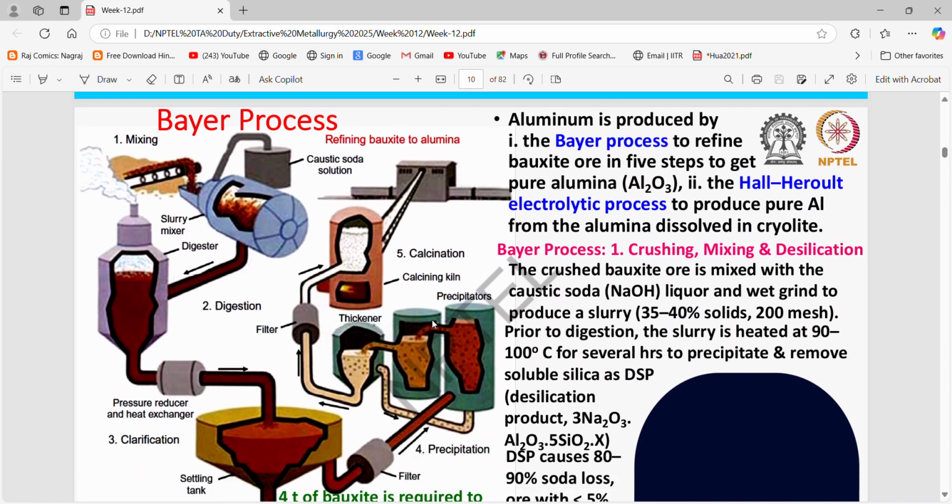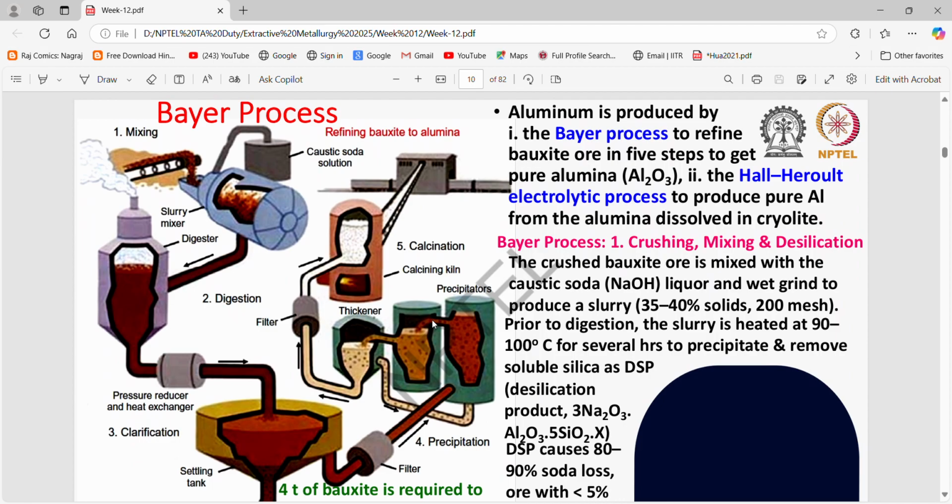Then coming to the Bayer's process, which is generally used for aluminium production from bauxite ore. Aluminium is produced by the Bayer's process, which refines bauxite ore in 5 steps to get pure alumina, which is further subjected to the molten salt electrolytic process, the Hall-Héroult process, to produce aluminium metal from the Al2O3.